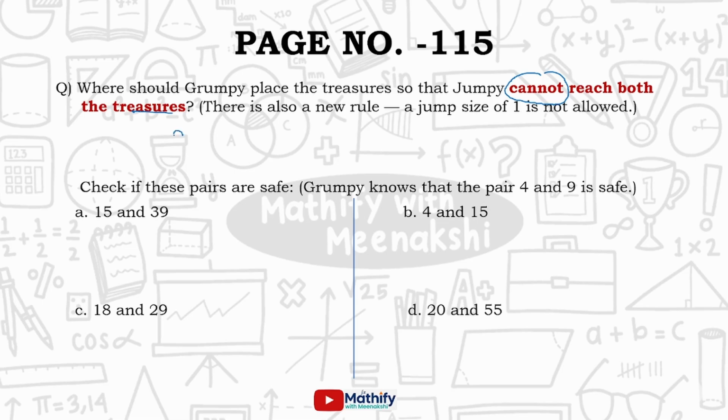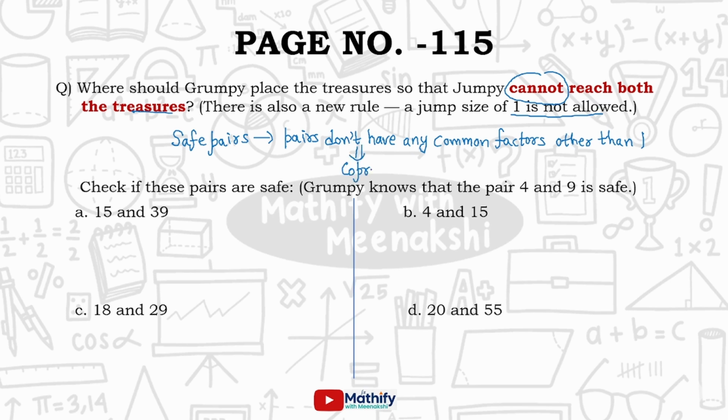Grumpy can select safe pairs. And what are safe pairs? If the pairs don't have any common factors. If the pair doesn't have any common factor other than 1, because we know that they always have 1 as a common factor, and that is not allowed. They said the jump size of 1 is not allowed. So that means Grumpy has to select co-prime numbers. If Grumpy selects co-prime numbers, then Jumpy cannot reach both the treasures using the same jump size. So now they are asking whether these pairs are safe, that means whether the numbers are co-prime or not.